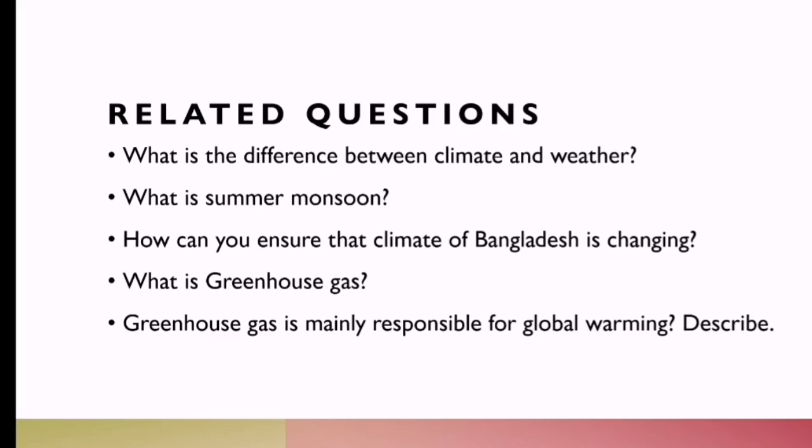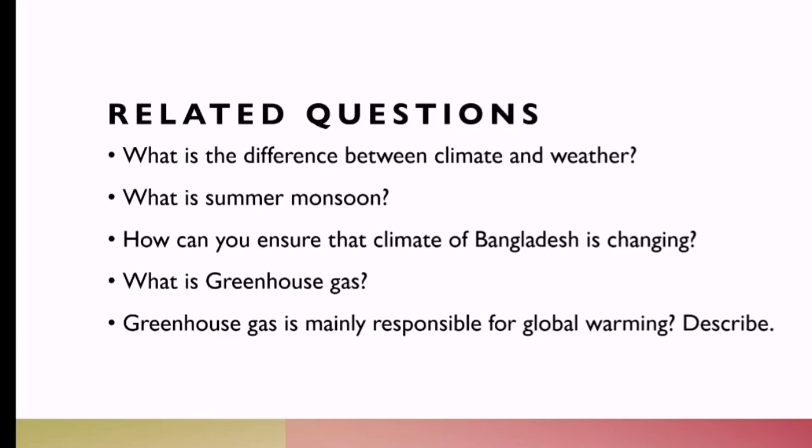Next, the third question is, how can you ensure that climate of Bangladesh is changing? For answering this question, you have to write about all the visible changes that we are having recently in our country. Like, amount of rainfall during monsoon is decreasing, winter is arriving late and leaving early, the number of natural disasters is increasing, severity of droughts, floods, and tidal waves is on the rise, and rivers and canals are drying off. All of these visible changes are ensuring that climate of Bangladesh is changing. So, this will be the answer to this question.